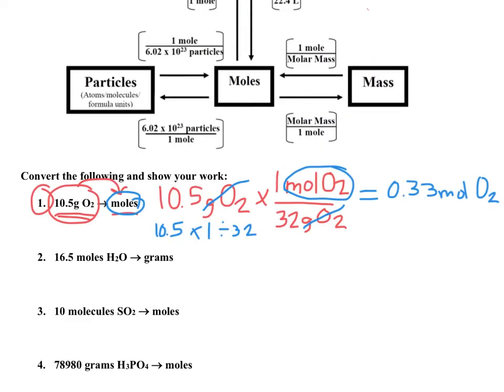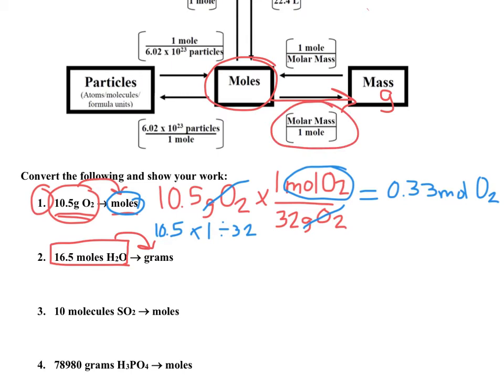Let's look at question number 2. We're starting with 16.5 moles of water. If you're starting with moles, you're going to start at Mole Island. Now it wants us to convert it to grams. If you remember, grams is Mass Island. So we're going to go from moles to mass, so we have to use the bottom bridge to get to Mass Island, which means we're going to have to use this conversion factor.